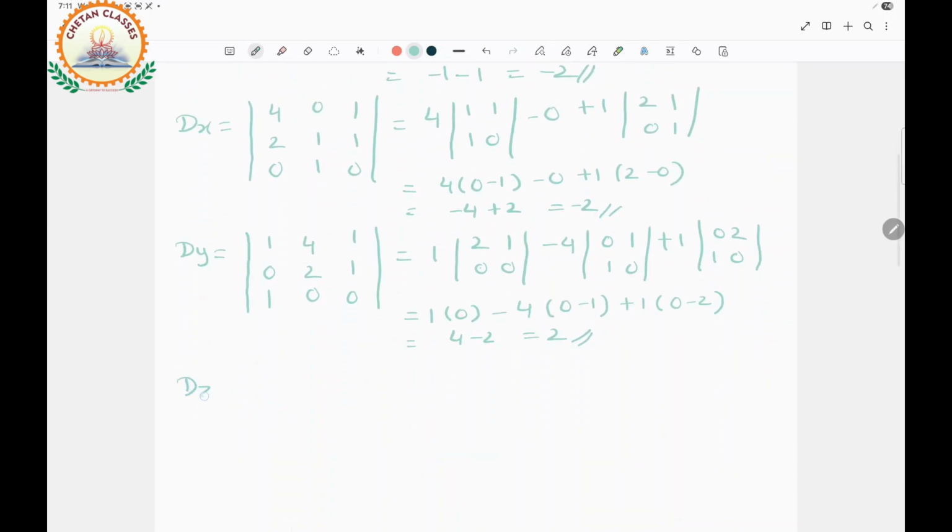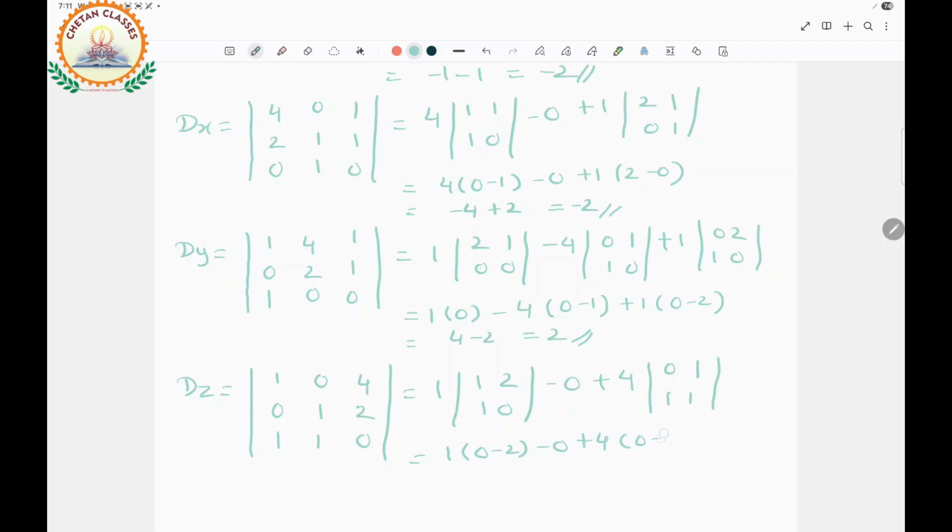Now dz, in third column we put the constants, first and second column as it is. So first column 1, 0, 1, second column 0, 1, 1 and 4, 2, 0 is equal to 1 into determinant of 1, 2, 1, 0 minus 0 plus 4 into determinant of 0, 1, 1, 1 is equal to 1 into 0 minus 2 minus 0 plus 4 into 0 minus 1. So minus 2 minus 4 is equal to minus 6.